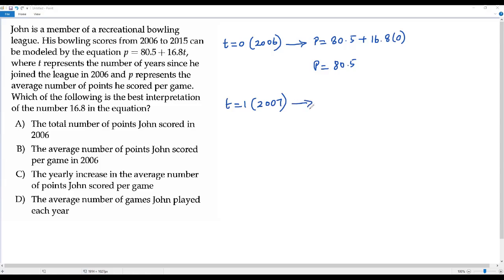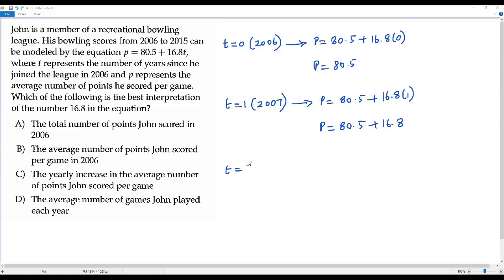When I plug in T equals 1, that represents the year 2007. Now let's find the average number of points scored per game by John. We plug T equals 1 into this equation. Then P equals 80.5 plus 16.8 times 1, and 16.8 times 1 is just 16.8. So the average number of points scored per game by John in the year 2007 is 80.5 plus 16.8.